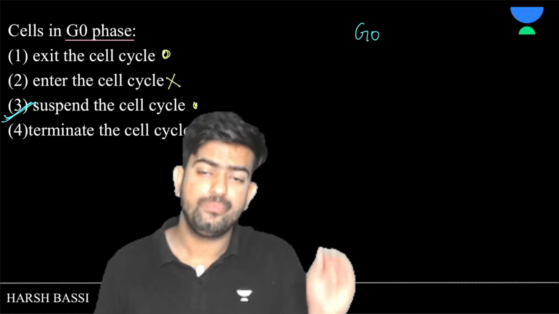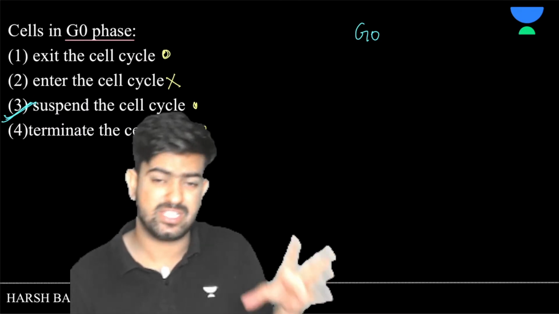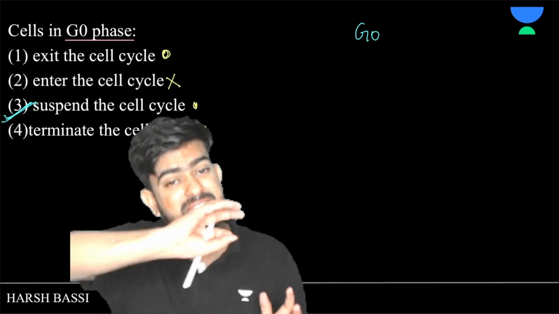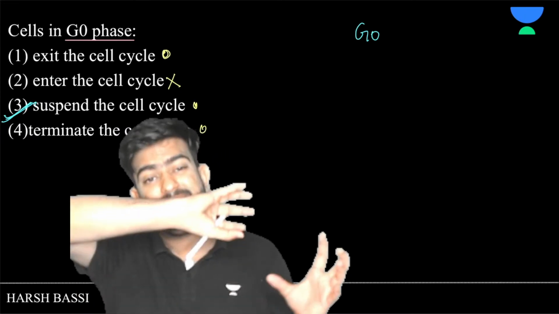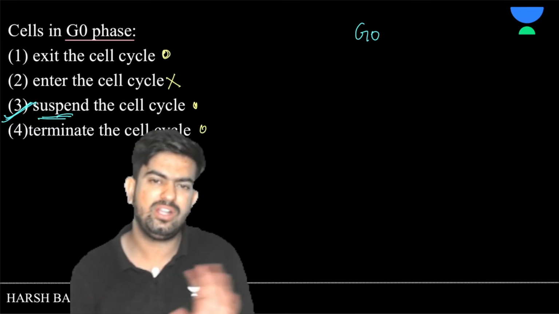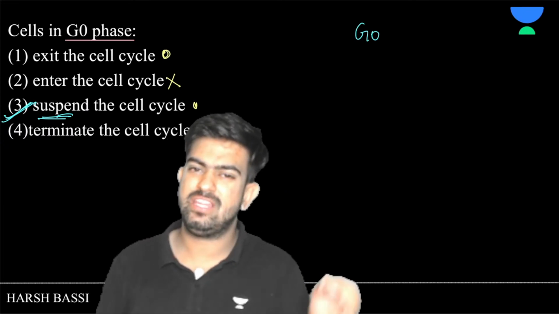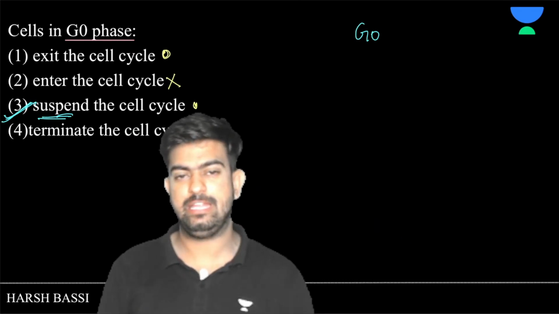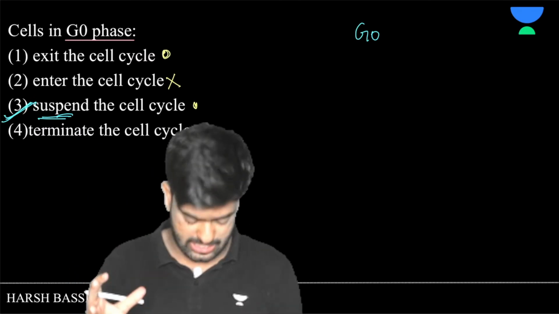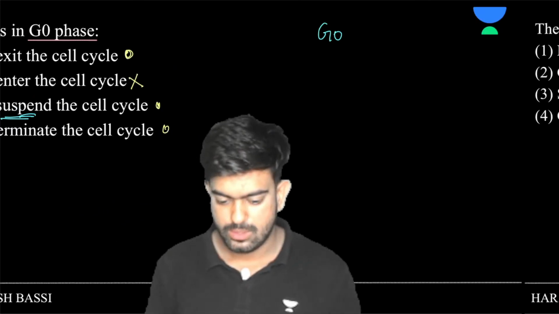There are some cells, I know, like nerve cells, which never divide. They are just sitting in the G0 phase. But there are some differentiated cells which have exited the cell cycle, but still have the potential of division. So I can say suspend the cell cycle. We should not keep it as exit the cell cycle, because some cells in G0 have the ability to redivide again. So we are making a generalized concept here, and according to that we are giving the answer. Clear to everyone? That's very good.